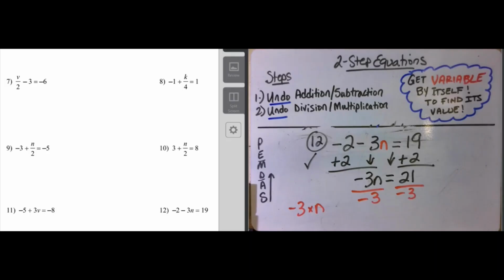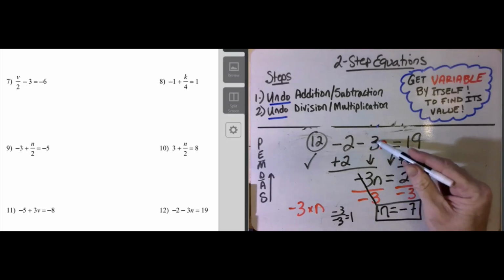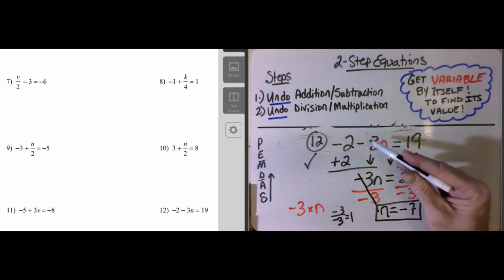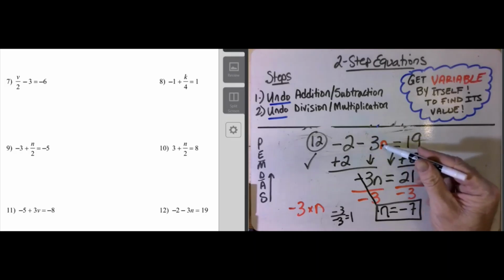Because negative 3 over negative 3, anything over itself, is equal to 1, that allows you to mark those negative 3's out. That leaves n by itself, what we were looking for. 21 divided by negative 3 is a negative 7. So n equals negative 7. Plug it in. Negative 3 times a negative 7 is a positive 21. Negative 2 plus a positive 21 is a positive 19.